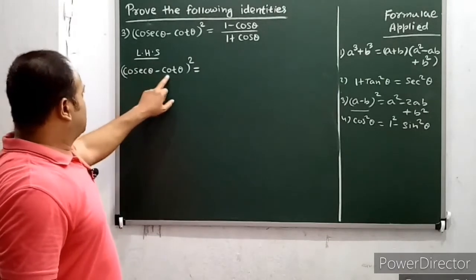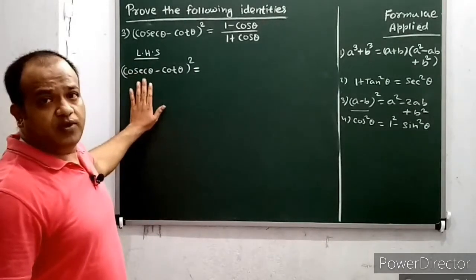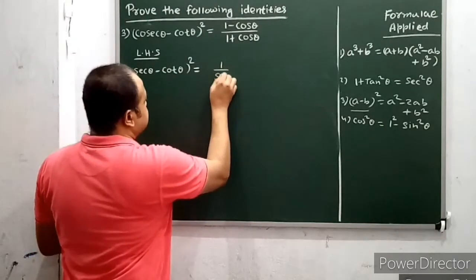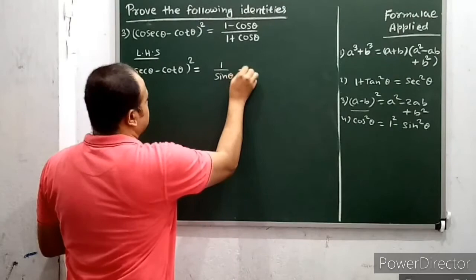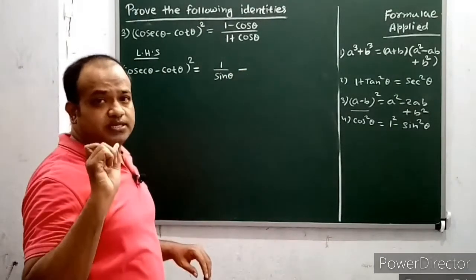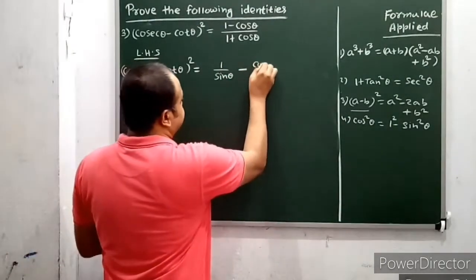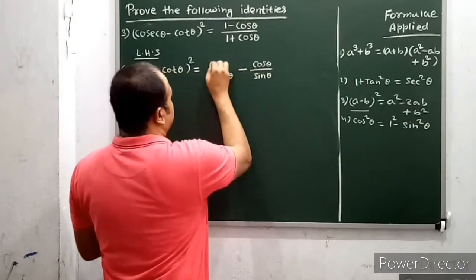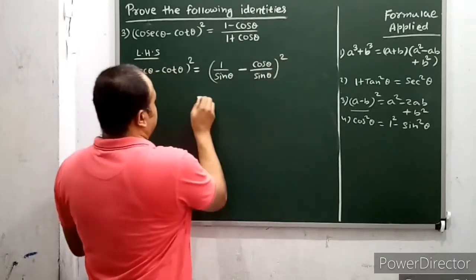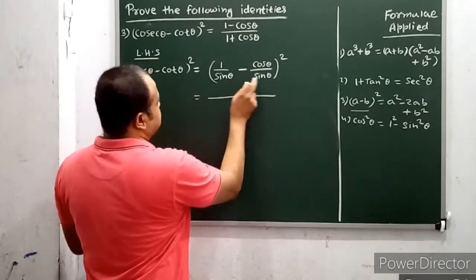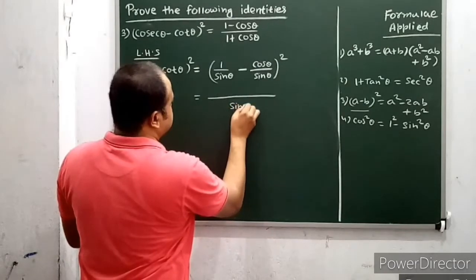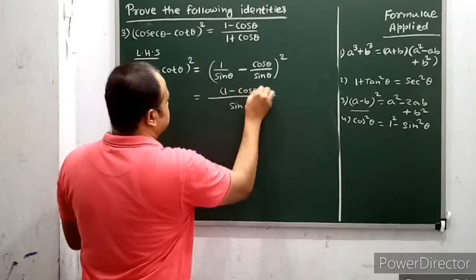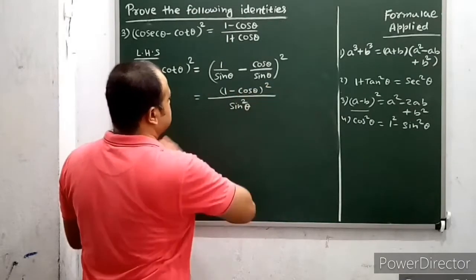See here, cosec theta, cot theta. If I want to break it into simple form, cosec theta means 1 by sin theta, reciprocal of cosec theta, and cot theta means cos theta by sin theta, whole square. If you take the LCM, sin theta and sin theta, LCM will be sin theta. Here you get 1 minus cos theta whole square, and here is also square.